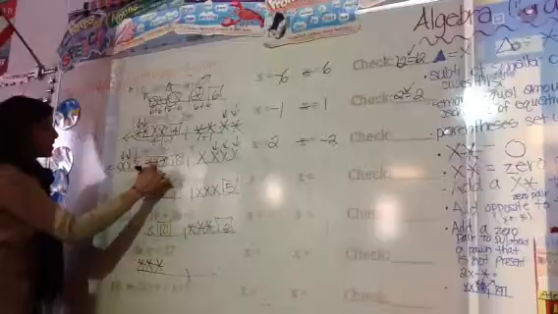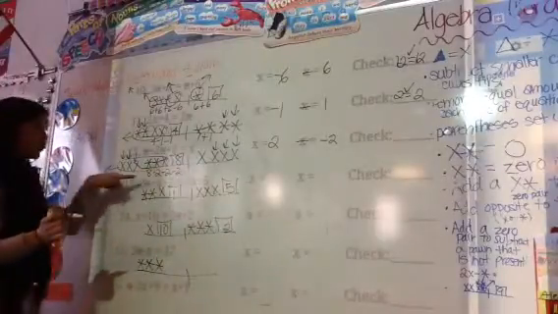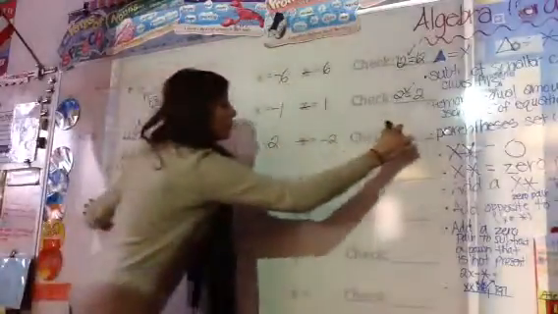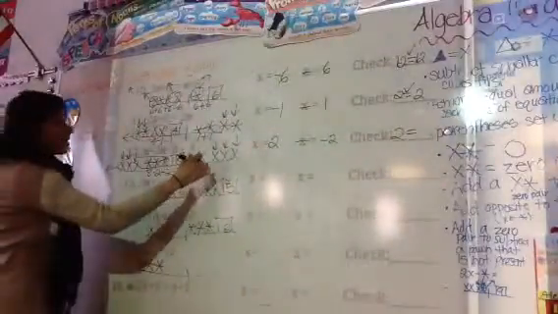Plugging back in, left side, 8 minus 2 minus 2. So 8 minus 6 equals 2. Right side is 2.